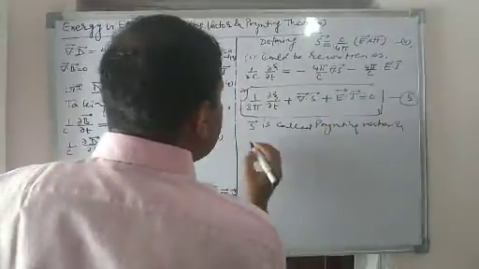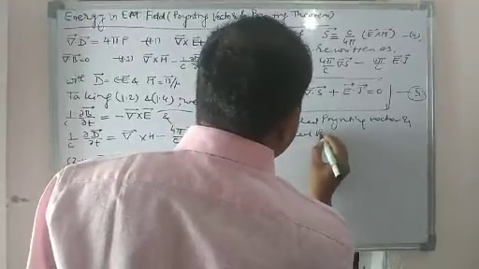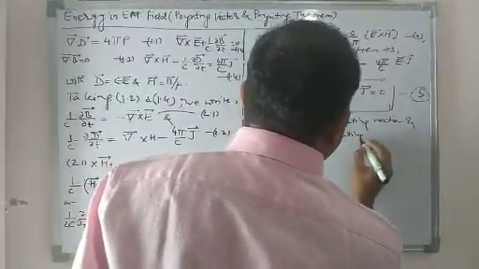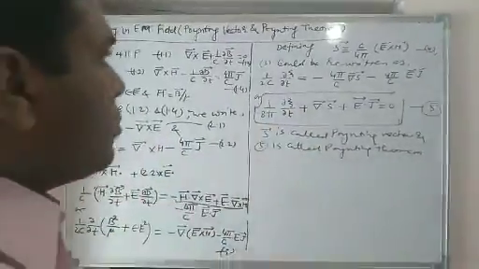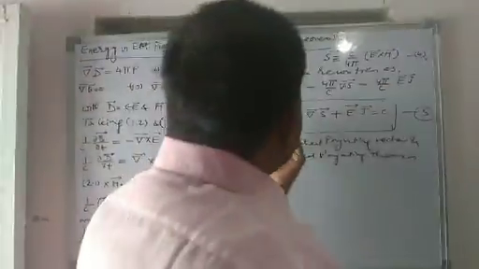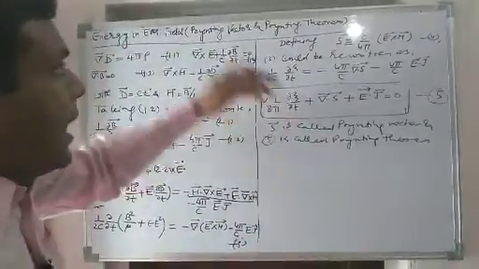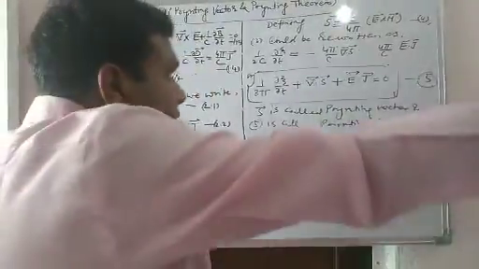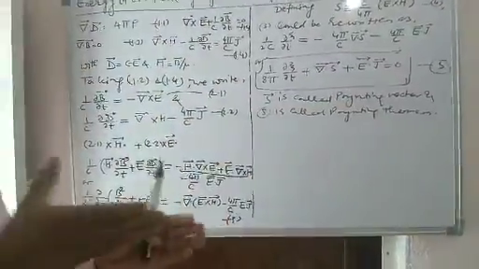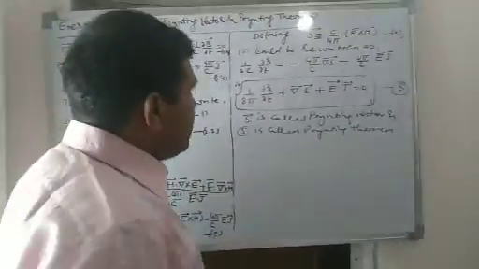And 5 is called Poynting theorem. Now let's see what we learn out of this. See, this looks like somewhat equal to the equation of continuity. Xi, remember what was xi? Xi is energy density. What way is it moving? It is moving along the direction of S.